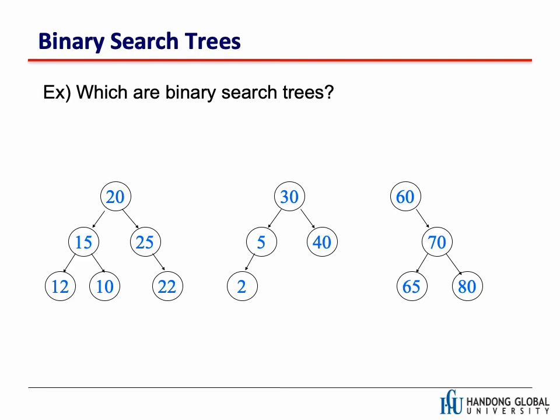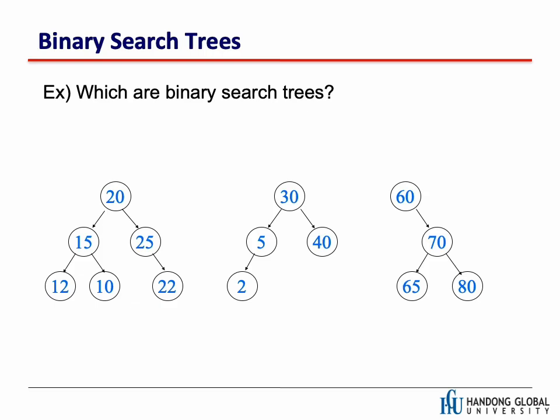How about the second one? Okay, 30 is smaller than 40 and larger than 5, and 5 is less than 2. And now this is a binary search tree. And accidentally, this one is also a complete binary tree, right? And a binary search tree.